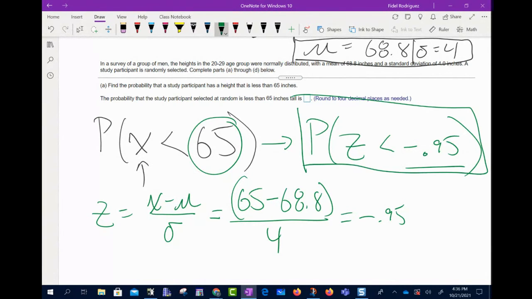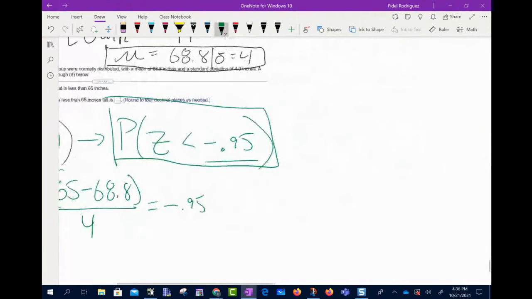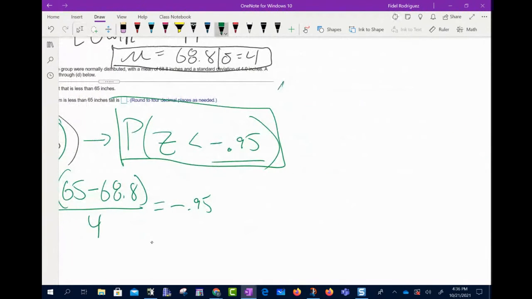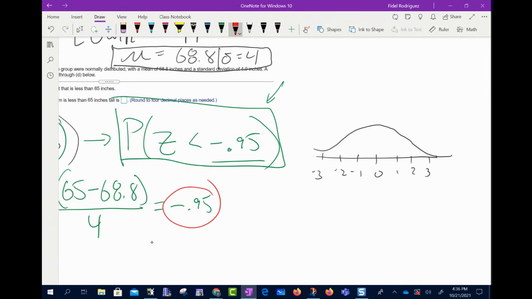Now, remember how we did this part. When we're trying to find this part right here, let's just draw a real simple picture. It looks something like that. It doesn't have to be perfect. And negative 1, negative 2, and negative 3. And the number that I want to label is at negative 0.95, somewhere right about here.